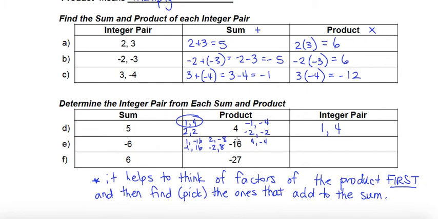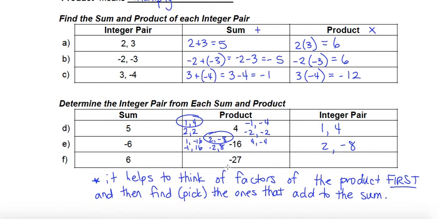So which one of these sets, when we add them together, will give us negative 6? Well, our 1 and 16s don't. What about 2 and negative 8? Yeah, absolutely. So let's choose that as our integer pair. So 2 and negative 8 are the numbers that will multiply to give you negative 16, and those same two numbers will add to give you negative 6. So now let's take a look at the last one.